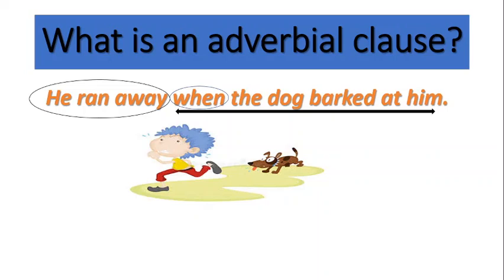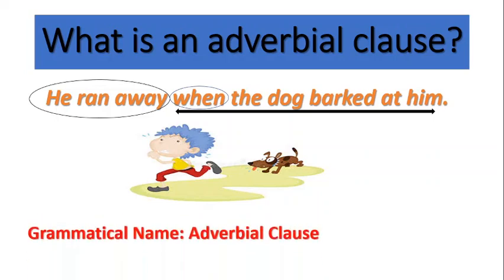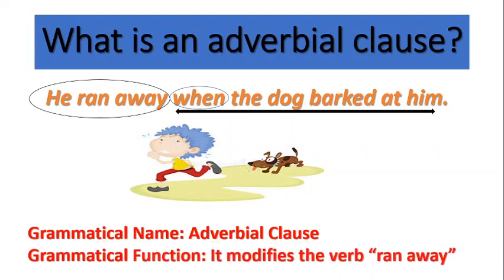But we are not going to use everything in the run away. We are going to pick a word there. Remember, we have said the grammatical name is what? Adverbial clause. So when the dog barked at him, he's telling us something. The action performed. When did he perform the action? So it is modifying that action that is performed in the main clause, which is what? Ran. So we could say it functions as a modifier to the verb run or to the verb phrase run away. So in that way, the grammatical function is it modifies the verb run away.